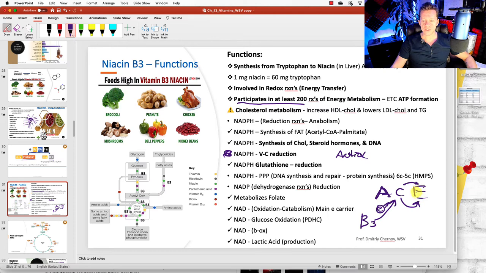So vitamin E is like, let's skip that. Vitamin E works right in the vicinity of cell membranes. I think when we go through the fat-soluble vitamins lecture, I'm going to talk about vitamin E. But for now, vitamin B3, this is NADPH, a coenzyme. That's important for vitamin C reduction. And vitamin B3 also reduces glutathione, which is also very important.